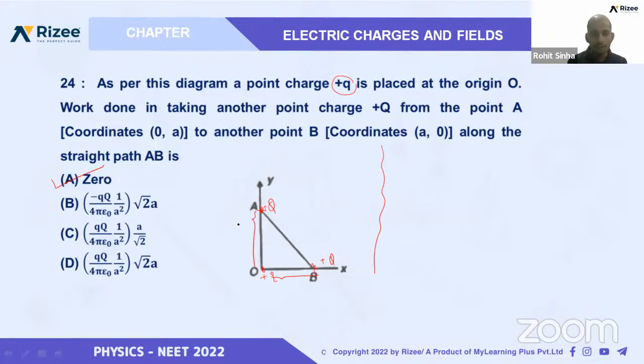Same distance here also, so potential will be the same, so work done will be 0. Because potential is not changing, that is U is not changing, that means no work is done, work done is 0.